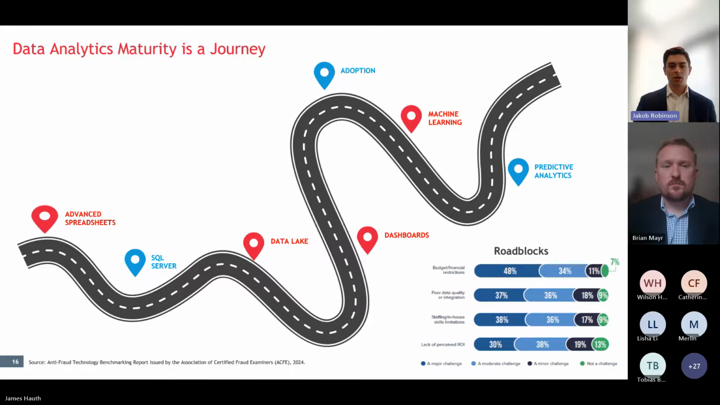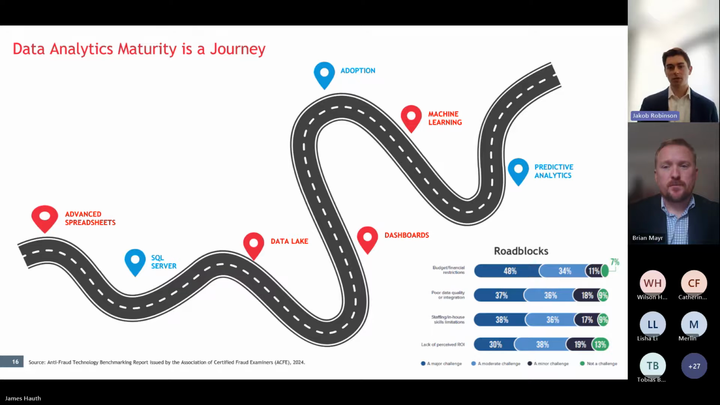Most companies are moving down this road, some of them faster than others, but it's always important to remember that it does take time to move down the road. There's a lot of different advanced spreadsheeting. Companies have been moving through the SQL Server, data lake, dashboarding stage relatively quickly. But ultimately, there are roadblocks that are starting to really come up once you get past the dashboarding phase.